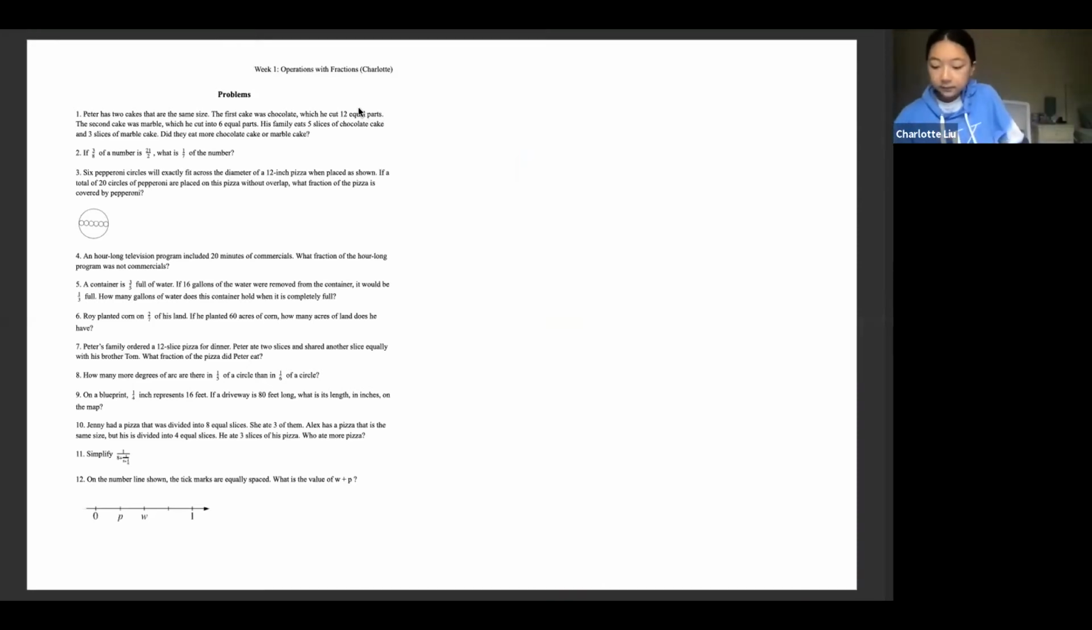So now, the next question. Jenny had a pizza that was divided into 8 equal slices. She ate 3 of them. Alex has a pizza that is the same size, but his is divided into 4 equal slices. He ate 3 slices of his pizza. Who ate more pizza? This one shouldn't be that hard, so I won't give you as much time to do it.